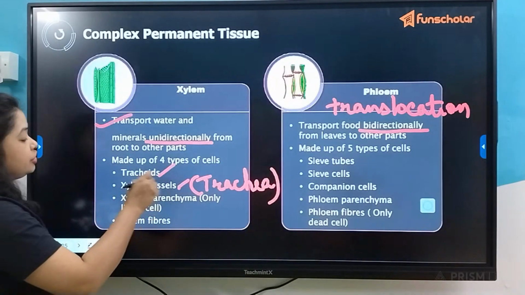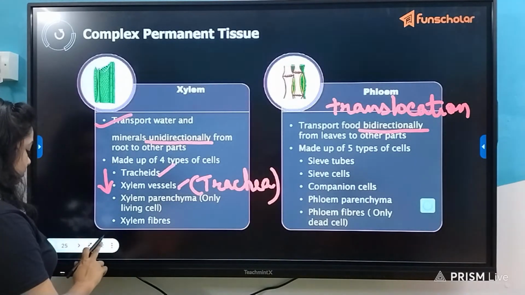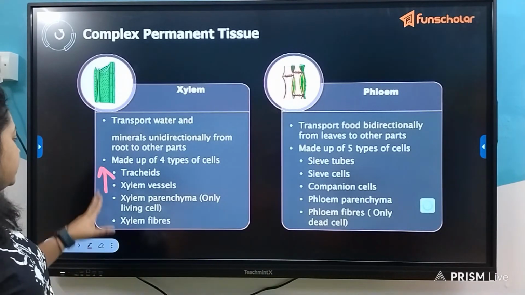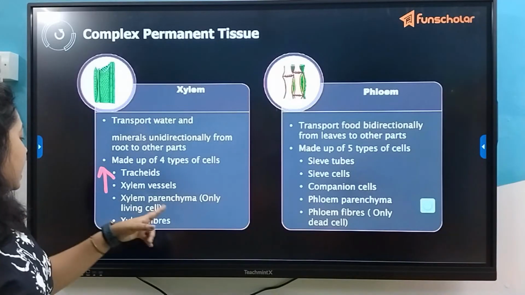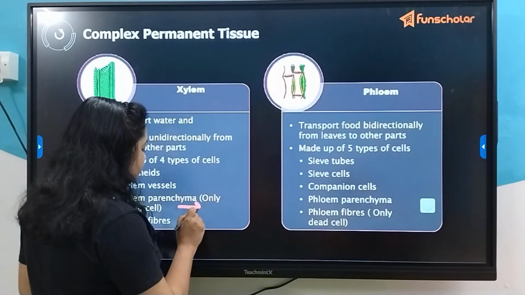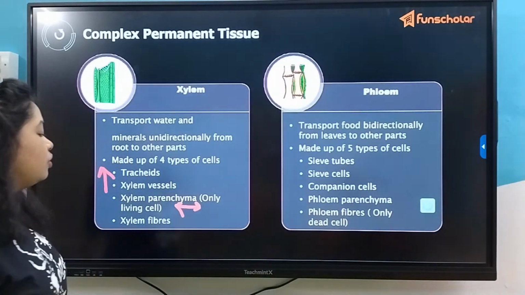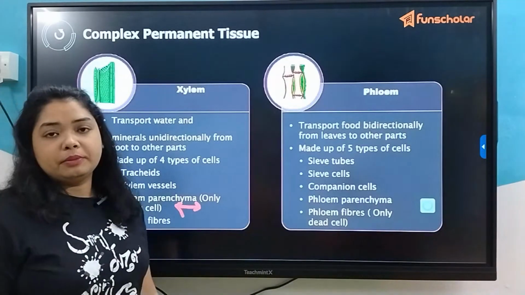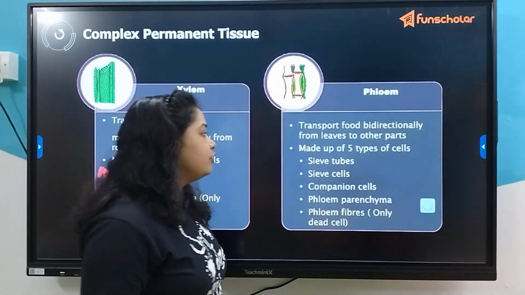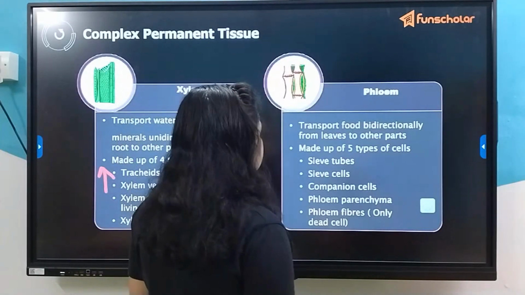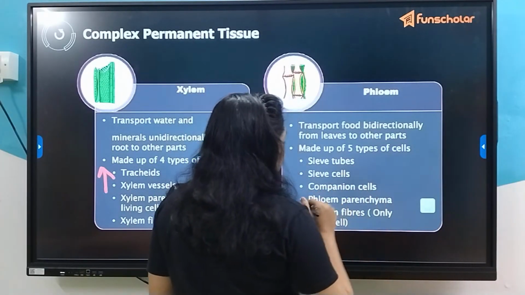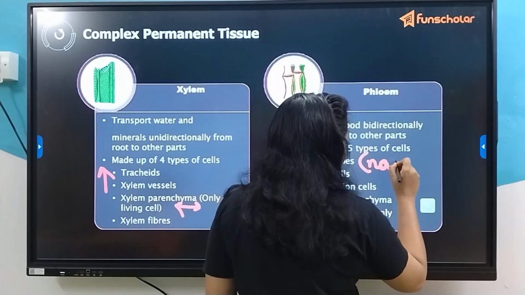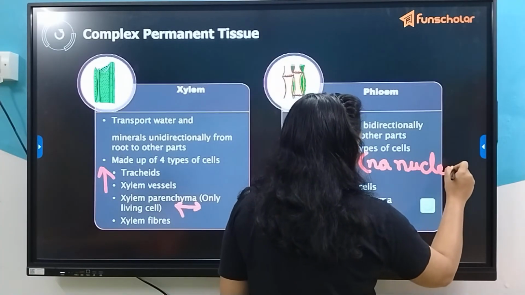This is for the longitudinal, that means this is for the one directional flow, and that is from bottom to upward, and this xylem parenchyma helps in the lateral flow of water and minerals. And also xylem fibers are there for providing mechanical strength and support. And for phloem, sieve tubes now do not contain any type of nucleus. No nucleus, right?